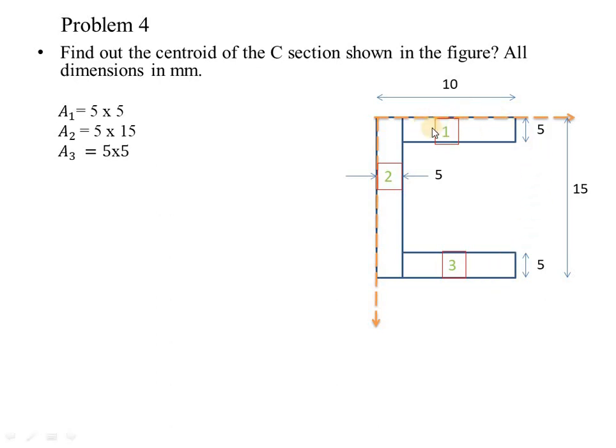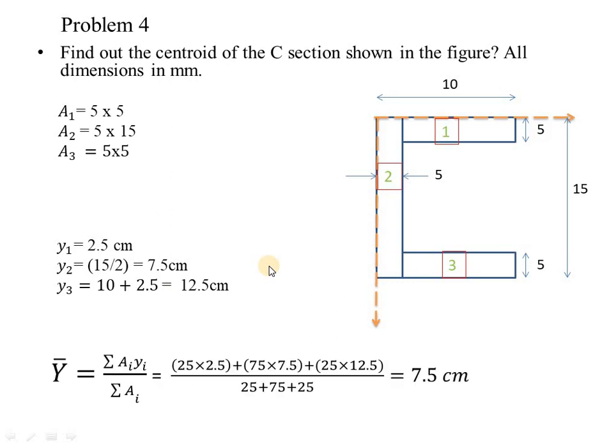Now we have to find out the y distances. For the first section, y is equal to 5 by 2. For the second section, y is equal to 15 by 2. And for the third section, y is equal to 5 by 2 plus 5 plus 5. Okay. So, y3 is equal to 10 plus 5 by 2. Now, substitute the obtained values in the equation to obtain the y bar distance. By substituting, we will get the y bar distance as 7.5 centimeters.